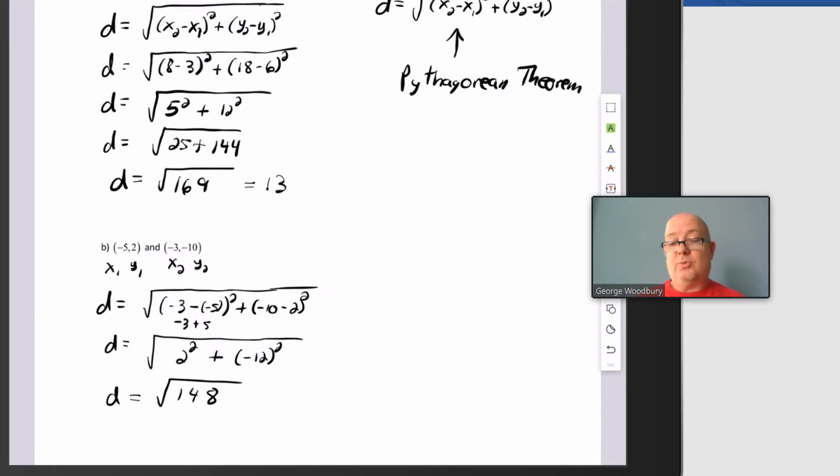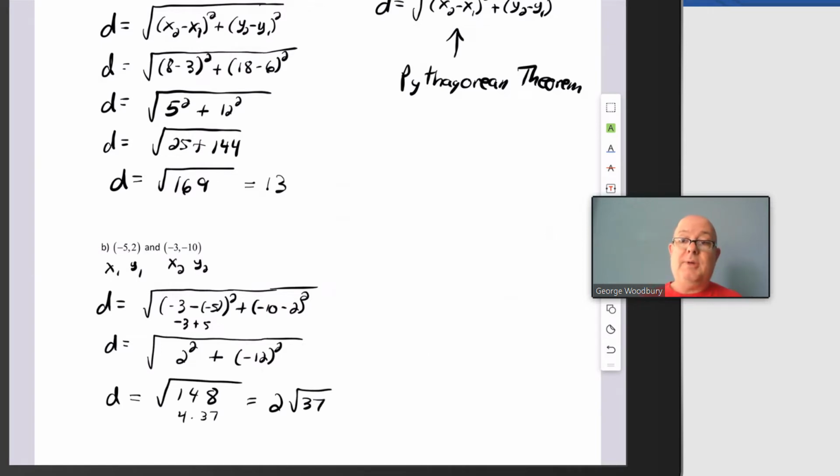Now, I don't know what the square root of 148 is. That's not a perfect square, but I can simplify this first. I know that 148 is the same as 4 times 37. 37's prime, but I do know the square root of 4 is 2. So the exact value is 2 square root 37.